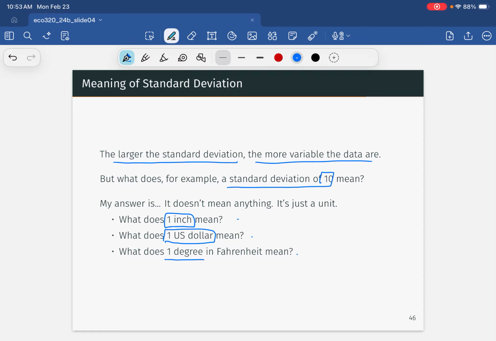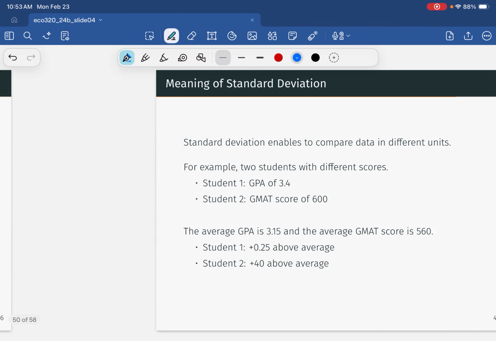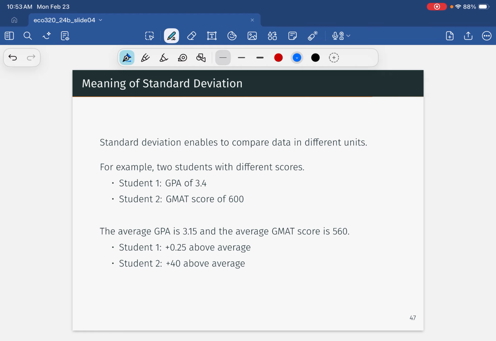Similarly, standard deviation is a unit of the distance from the center. So it's like inches or miles, a kind of relative unit. For example, standard deviation can be used as a unit when data are in different units. Say you are screening applicants for a graduate school and comparing two students: the first has a GPA of 3.4 and the other has a GMAT score of 600. The problem is the scales are so different. 600 is greater than 3.4, but that doesn't mean anything, just different scales.